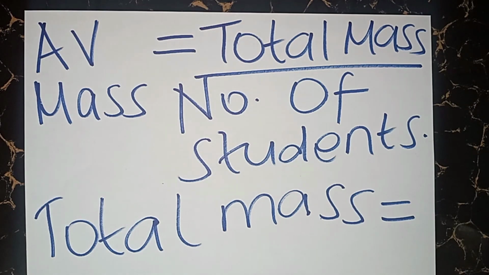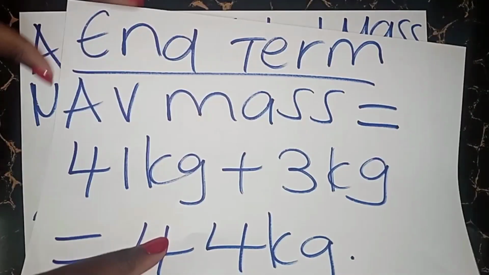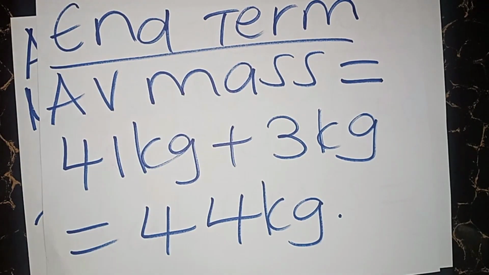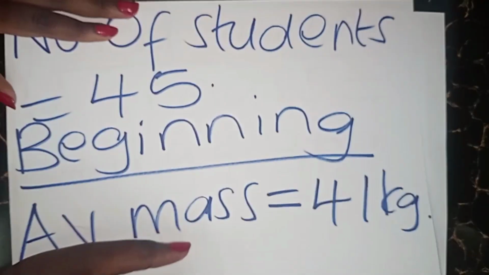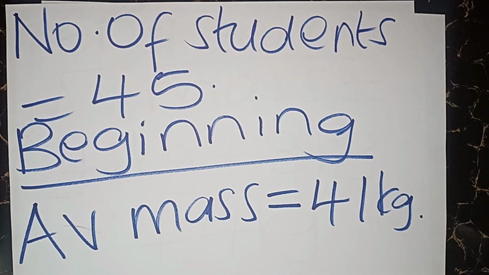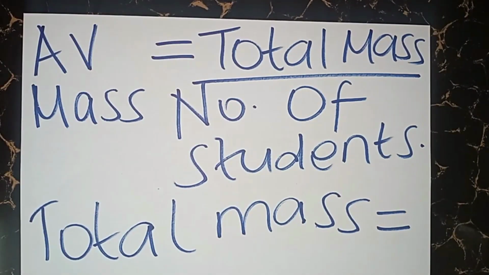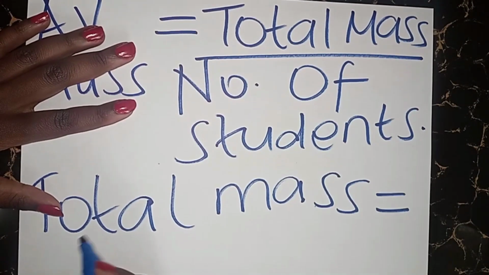So what exactly is this question asking us to do? The question is asking us to calculate the total mass at the end of the term, okay? And we know that the average mass of students at the end of the term is 44 kgs. And we also know that this class has 45 students, okay? So that means that the total number of students is 45, okay? And we are trying to calculate the total mass, okay? So we can denote the total mass by a letter, say R. So you can say total mass is R kgs, okay?